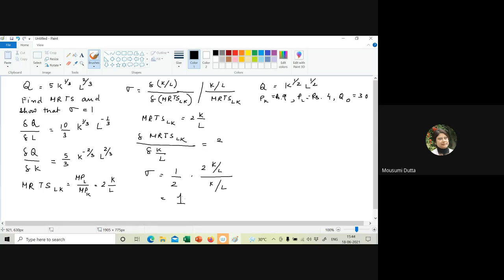Consider the production function Q is equal to K to the power half into L to the power half. This is also a Cobb-Douglas type production function. Also consider PK, the price of capital, PK is equal to rupees 9, and PL is equal to rupees 4.